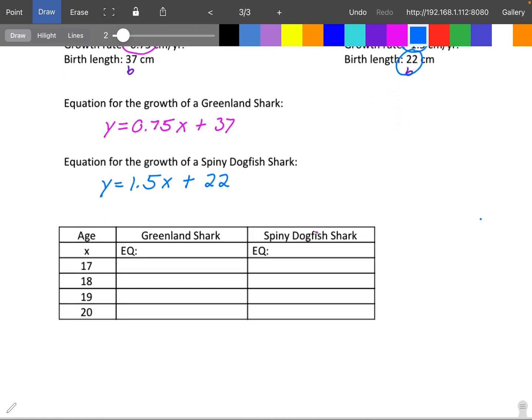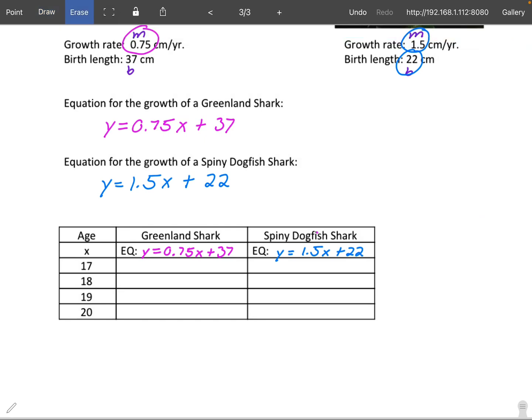Now that we have the equation, we're able to fill in this table and we can figure out how long it would take for those sharks to be the same length. So let's rewrite our equations. The Greenland shark was y equals 0.75x plus 37. And then the spiny dogfish shark was y equals 1.5x plus 22.